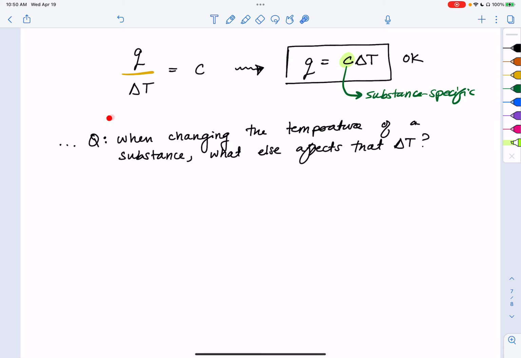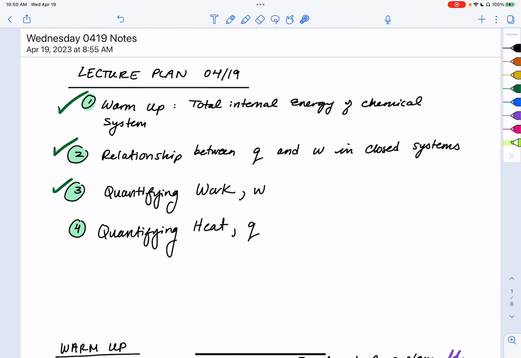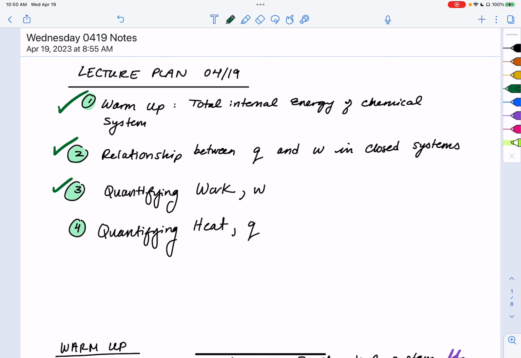So I'll let you chew on this for a minute, and when we come back to lecture on Friday, we're going to finish how we quantify heat, Q, by answering this question that I've left off with, and then we will begin talking about how heat is transferred between objects, and that will allow us to continue our conversation of thermochemistry.